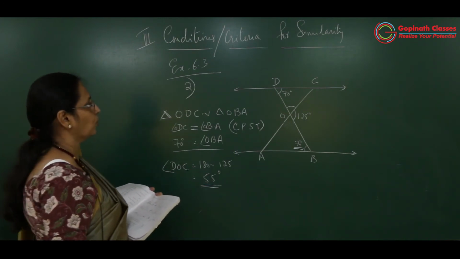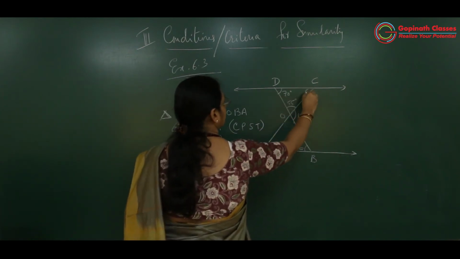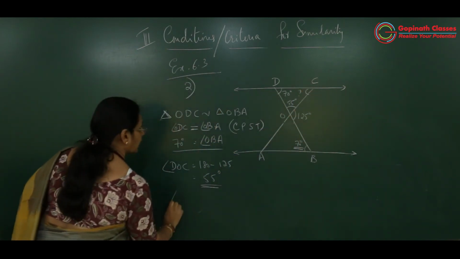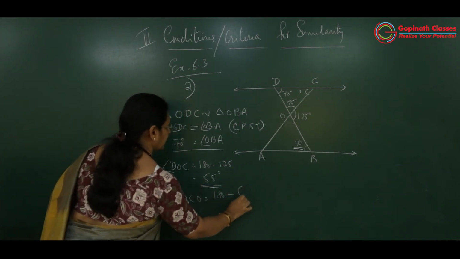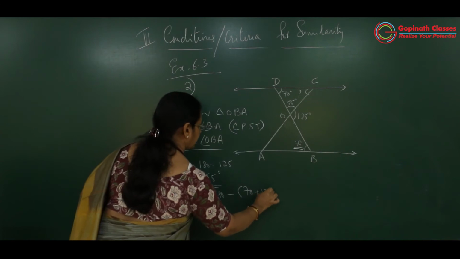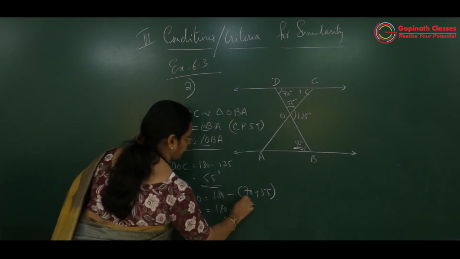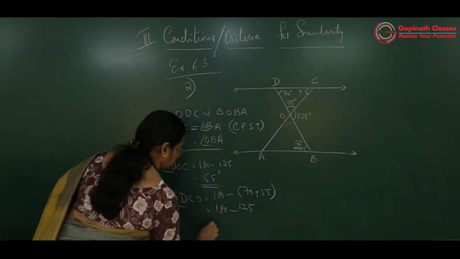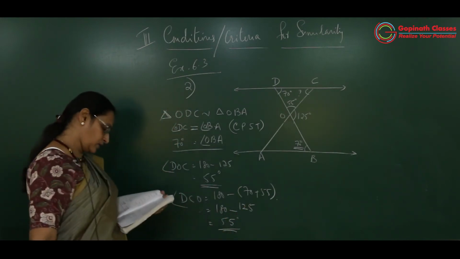Second, DCO. So this is 55 and this is 70 degrees. You can find this. So angle DCO is equal to 180 minus (70 plus 55). How much will it be? 180 minus 125, how much is that? 55 degrees. So the second answer also you got.